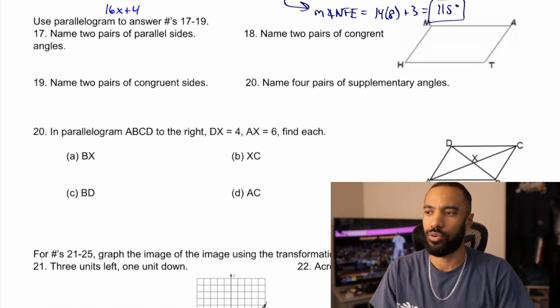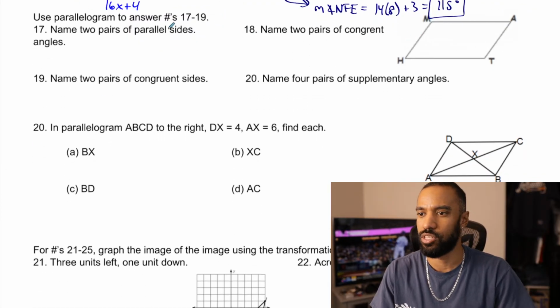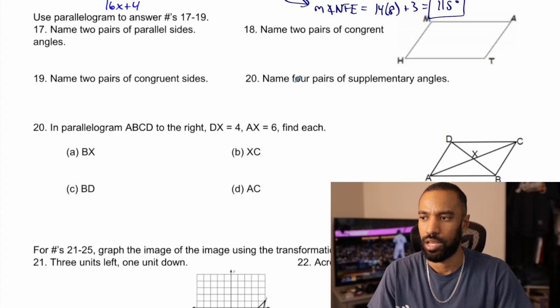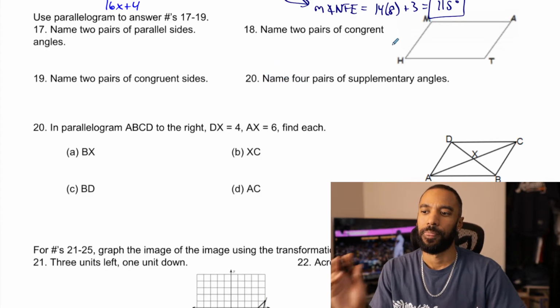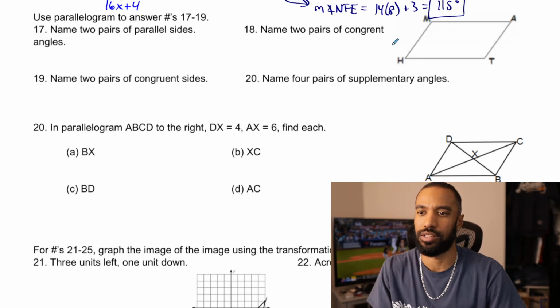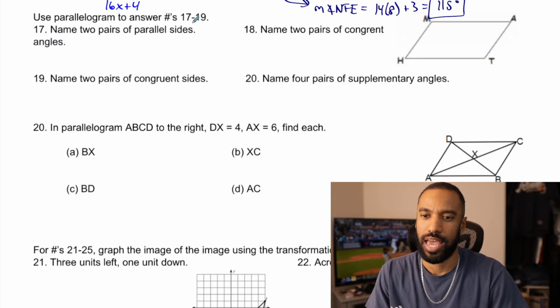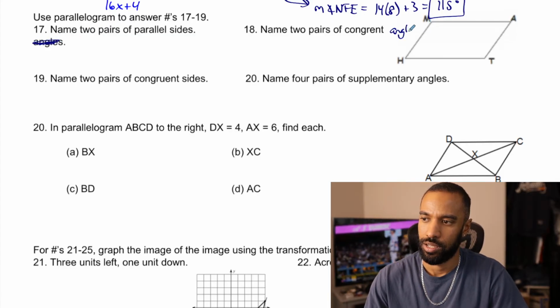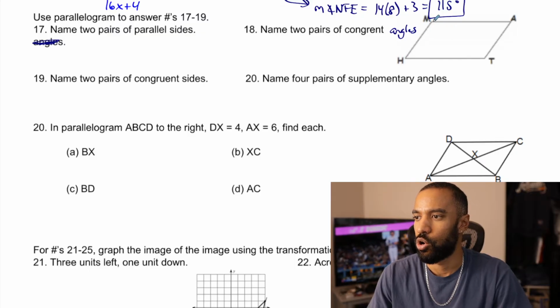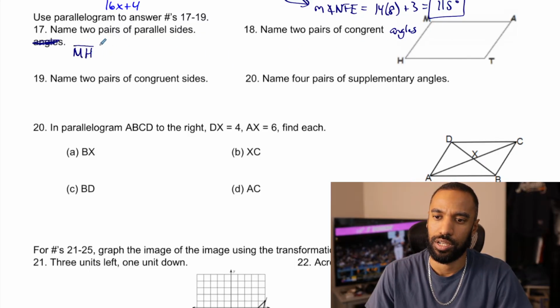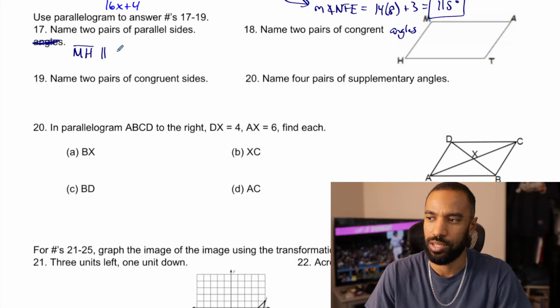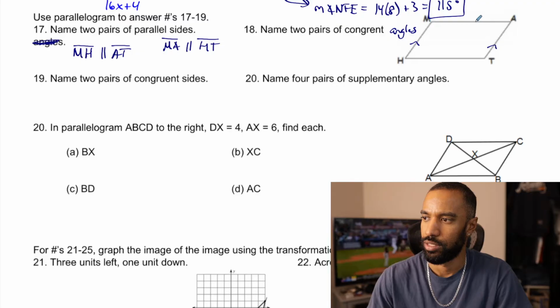All right. Use parallelogram to answer numbers 17 through 19. How about 17 through 20? Name two pairs of parallel sides. This angles part has to do with number 18. Name two pairs of parallel sides. So MH is parallel to AT. And then MA is parallel to HT. So parallel, parallel.